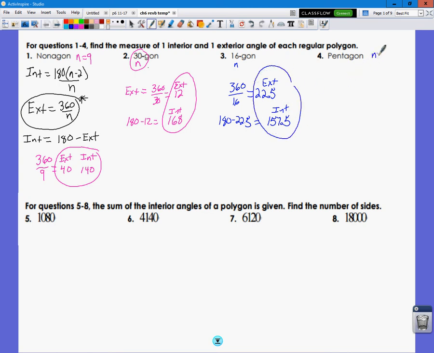Pentagon, n is equal to 5. So my exterior, 360 divided by 5, which is 72. My interior, 180 minus 72, which would be 108.